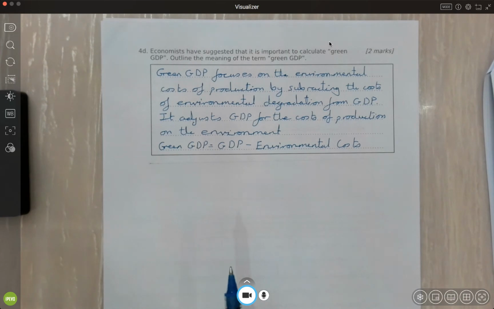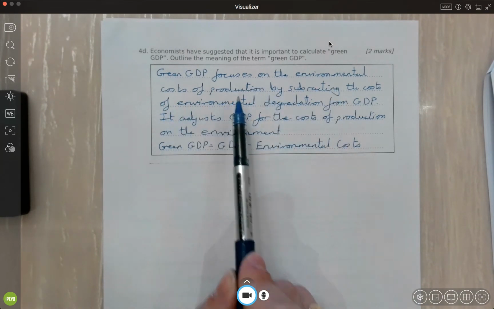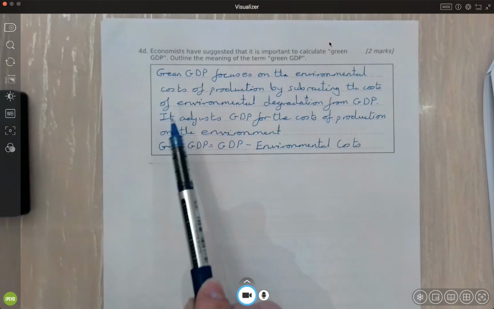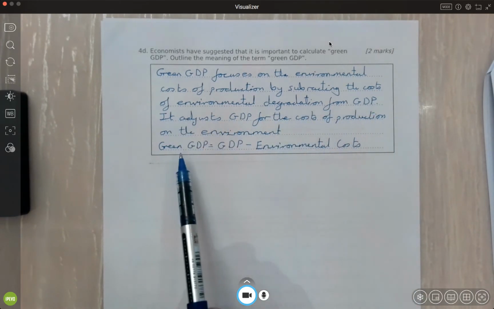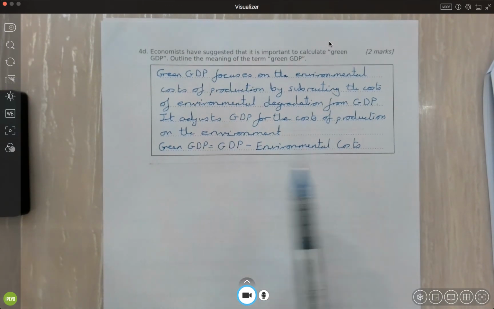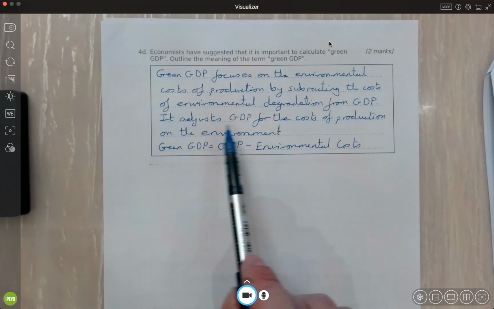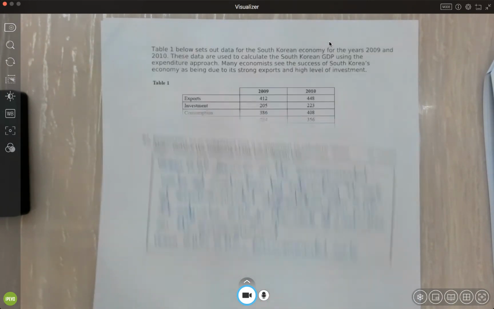Economists have suggested that it is important to calculate green GDP. Outline the meaning of the term green GDP. Again, I've gone a little bit crazy and given a little bit extra. Green GDP focuses on the environmental cost of production by subtracting the cost of environmental damage or degradation from GDP. Then all you probably should write down is green GDP equals GDP minus environmental costs. Basically it adjusts GDP for the cost of production on the environment. Do you know what I mean?